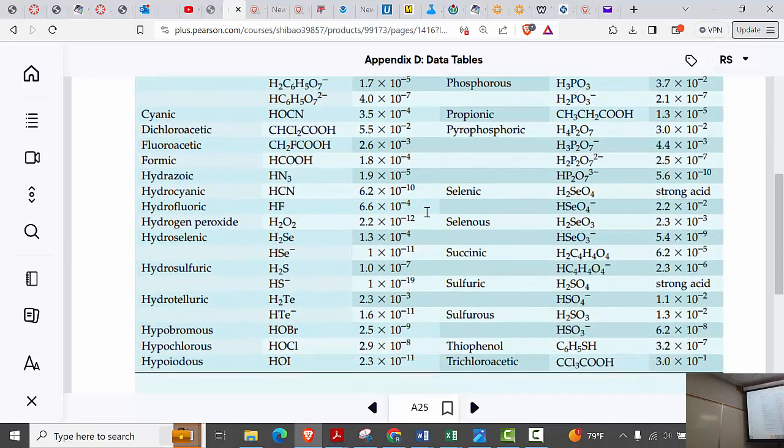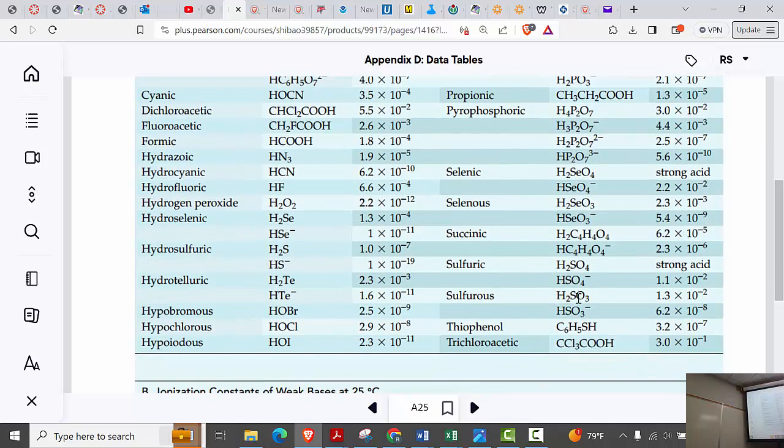Sulfurous is a problem. Although it doesn't show it here, it shows it up on this chart up here. Take a look at sulfurous acid about halfway down, a little more than halfway down on the left side. Do you see in parentheses what it says there?